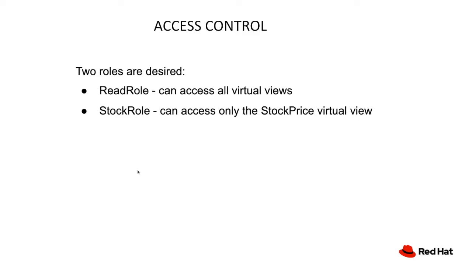And because these are sensitive information, I'm going to create access control. I will define 2 roles. First one, the read role. Users having this role can access all virtual views. And the second role is the stock role. Users with this role can access only the stock price virtual view.